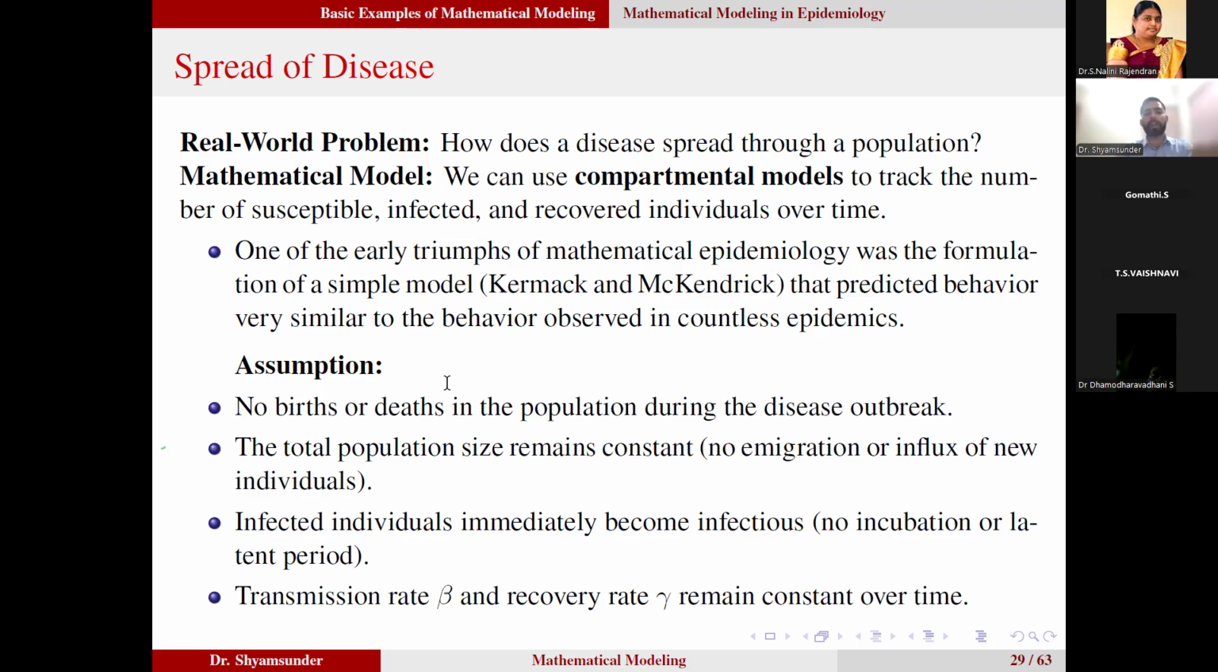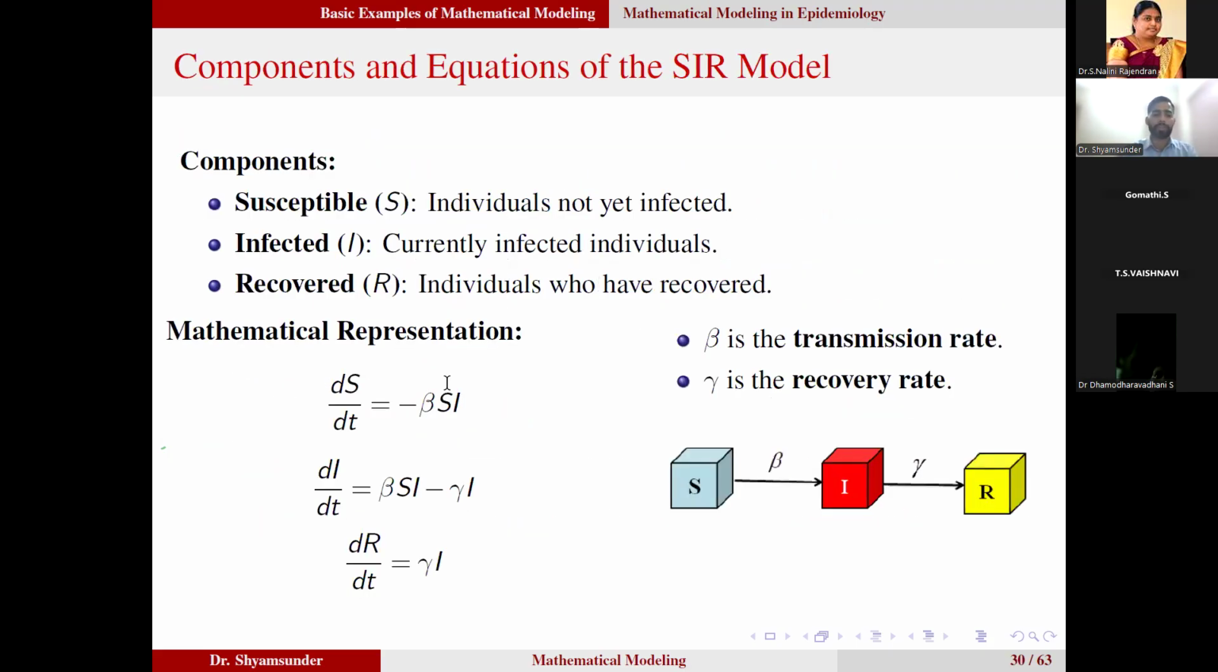Then the components of these equations. The first is the susceptible population, generally denoted by S, the infected population denoted by I, and the recovered population denoted by R. These are the three components: first is susceptible, second is infected, and third is recovered populations. Some models also distinguish between recovered and removed, but in the Kermack-McKendrick model, it is recovered only.